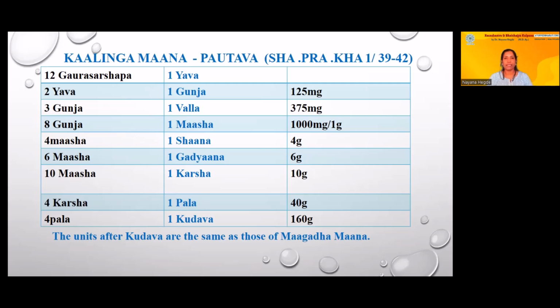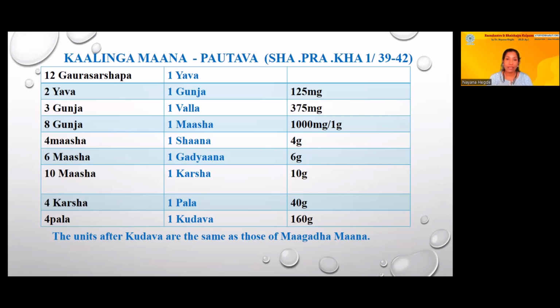12 Gaura Sarshapa is equal to 1 Yava. 2 Yava is equal to 1 Gunja; the metric equivalent is 125 mg. 3 Gunja is equal to 1 Valla; the metric equivalent is 375 mg. 8 Gunja is equal to 1 Masha, that is 1000 mg or 1 gram. 4 Masha is equal to 1 Shana, which is 4 grams. 6 Masha is equal to 1 Gadyana, which is 6 grams.